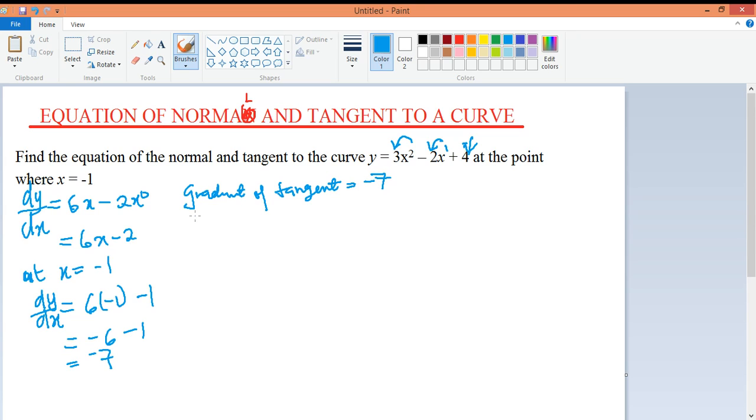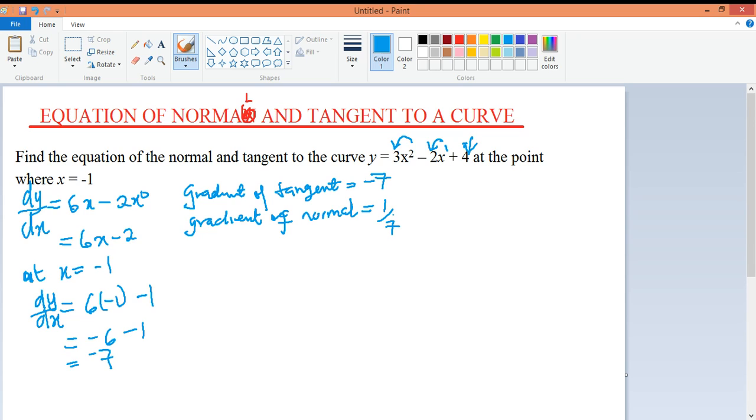And then the gradient of the normal is equal to the negative reciprocal of that of the tangent. So that will become positive 1 over 7.